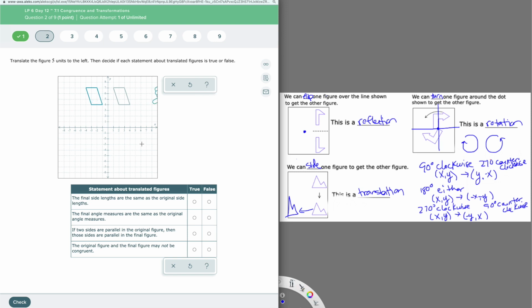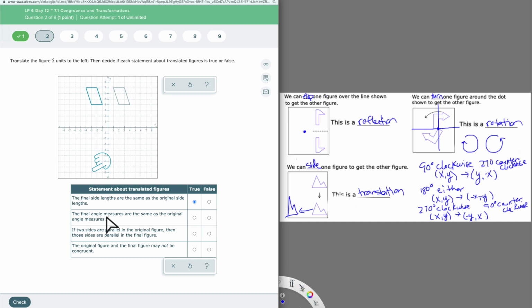So down here, the final side lengths are the same as the original lengths. Well, I didn't do anything to it. I just moved it over. I didn't change the side lengths at all. So that would be true. Remember, a translation, reflection, or rotation doesn't change the figure. It just moves the figure. So anything down here dealing with change is going to be a no, if it's telling us that it is changing.